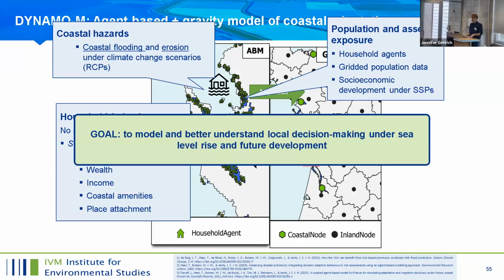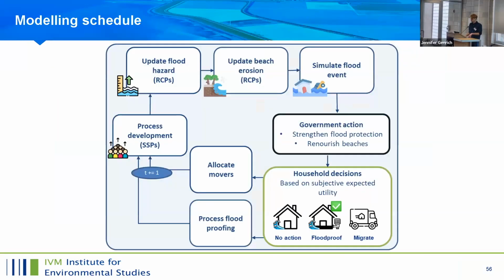So the goal of this modeling exercise, of course, is to model and better understand this local decision-making under sea level rise and future development as in the shared socioeconomic pathway scenarios. So now I will walk you through some of the modeling schedule.